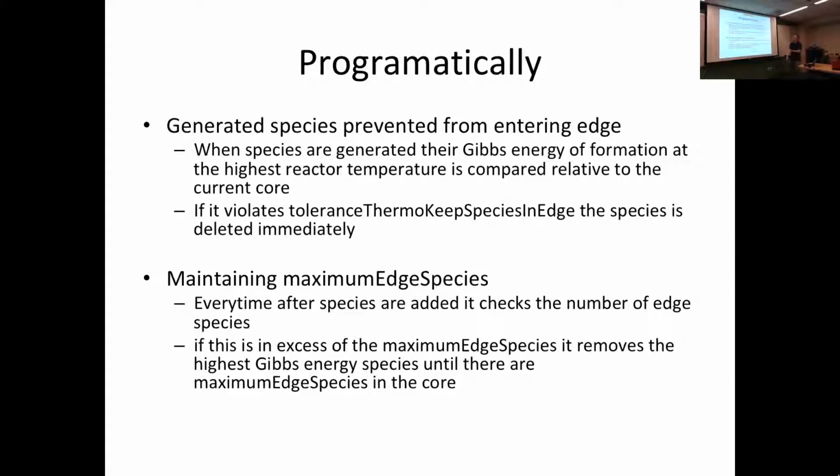And what's nice about this one is that unlike flux pruning, the generated species are actually entirely prevented from entering the edge. They never enter the edge, they never take up memory, and because every time after we add species, we just go back through, dig through the edge, and remove the species with the least favorable thermo until we reach the maximum edge species. So we have the tolerance, and then we have the maintaining maximum edge species, just like we do with flux pruning.